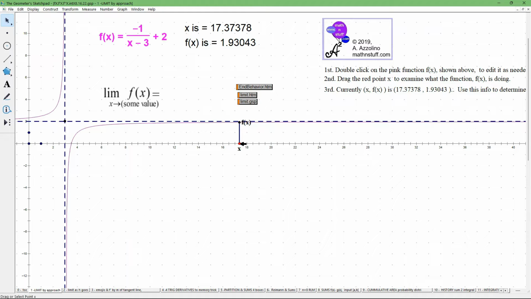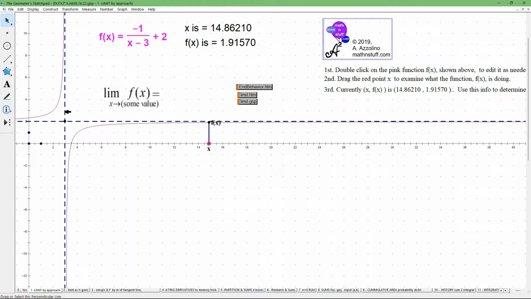So with this little button, I can approach from above. Let's say we were going to 12. Now the function's continuous at 12, so we know what the function value is going to be. But as you come from above, you approach, or as you come from below, you approach. There's not a problem with the continuous function.